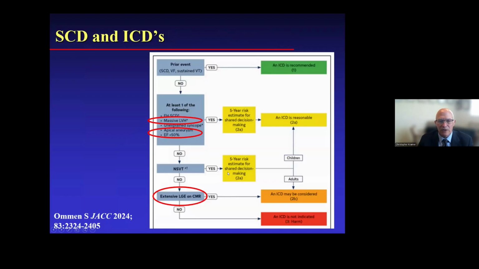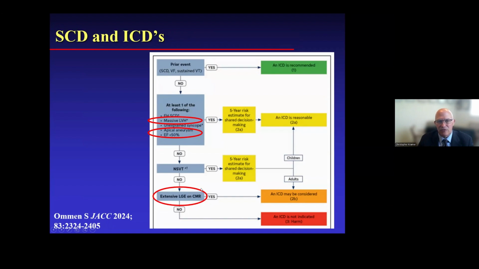So these are the 2024 ACC/AHA guidelines for ICD placement. And you can see that CMR identified several of the findings. One is massive LVH, wall thickness more than 30, apical aneurysm. We talked already about why that's high risk. End stage, so-called end stage HCM, which is an EF less than 50%.